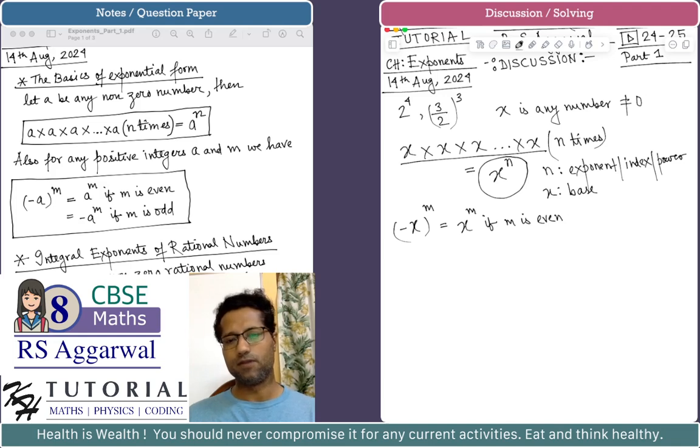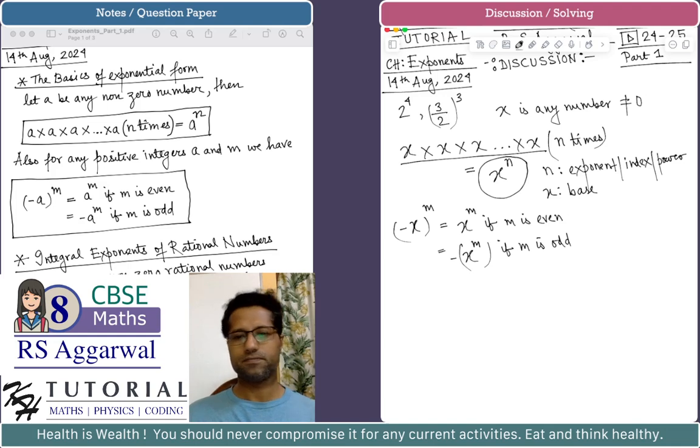You can get rid of the negative sign of the rational number if m is even, but if m is odd, this will become negative of x to the power m. If m is odd, like 1, 3, 5, 7, 9 or even minus 1, minus 3, minus 5. Okay, you should keep this thing in mind.